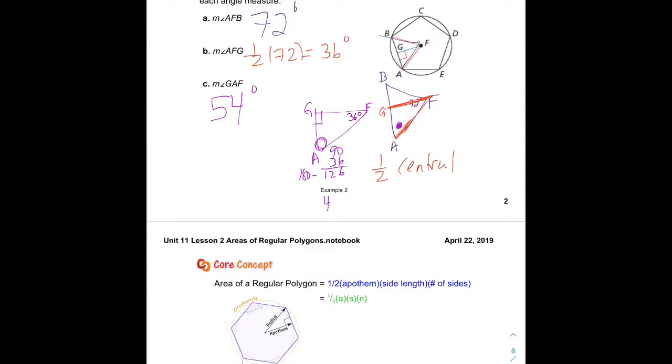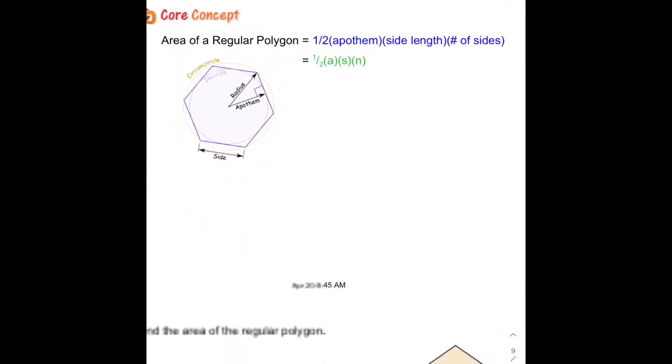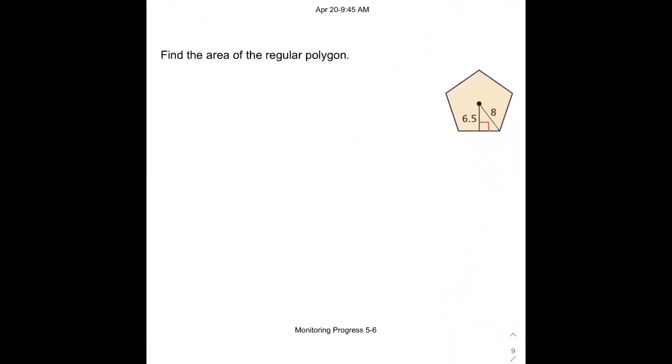Now let's talk about how we find the area. All right, it's not a terrible formula. What's terrible is when you don't know one of these values. So the area of a regular polygon is you take the apothem times the side length times the number of sides divided by 2. So if we had to find the area of this regular polygon, my area formula is the apothem times the side length times the number of sides divided by 2.